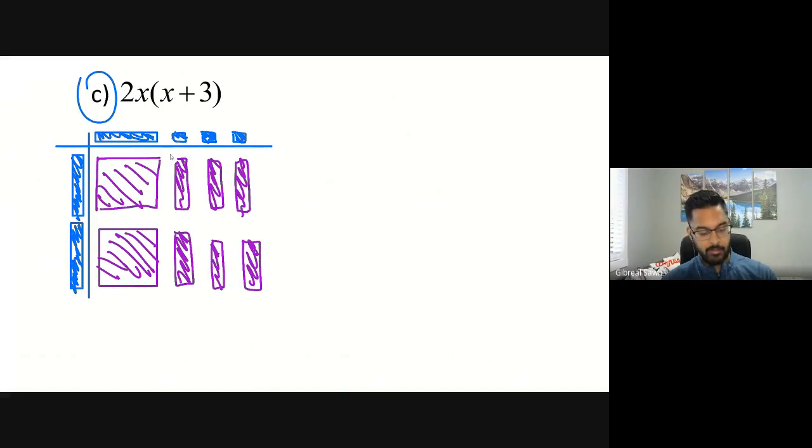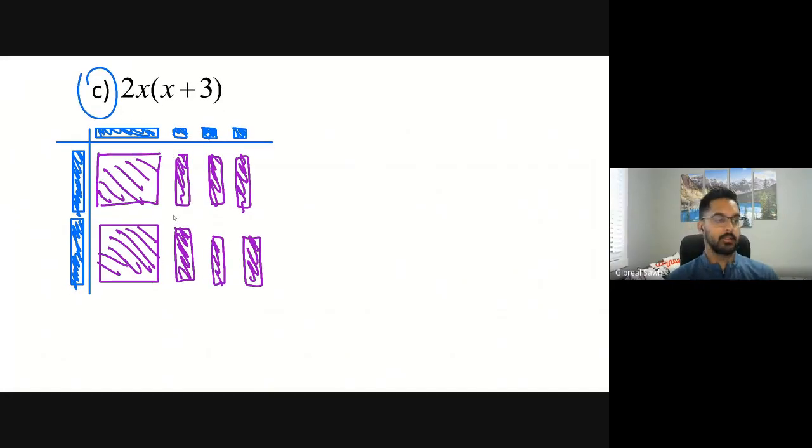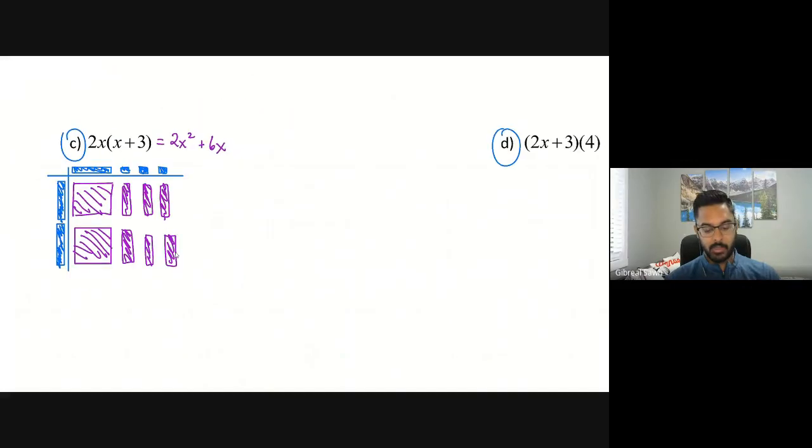Okay, so there's our final answer using algebra tiles. So the polynomial this actually creates is, now I have in purple 2x squareds and 6x's. So plus 6x's. So there's my answer when I multiply. Okay, we'll do one more as well. We'll do D.